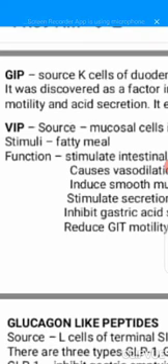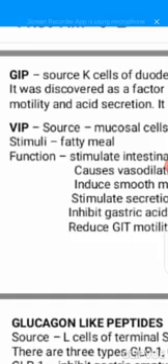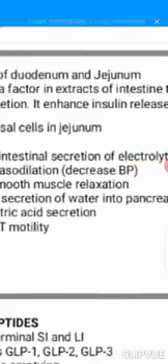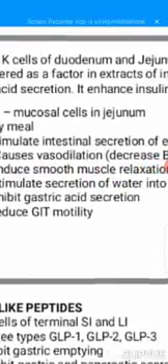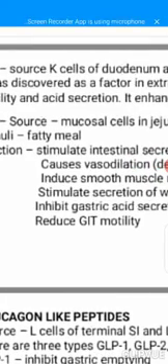Then what about VIP? Vasoactive intestinal peptide. It is also produced from the small intestine. Now, note that most of the secretin family are actually produced from the small intestine, so don't be confused. What is the main function? To stimulate intestinal secretion. Why do they stimulate intestinal secretion? So that digestion can occur, and after digestion, we have absorption.